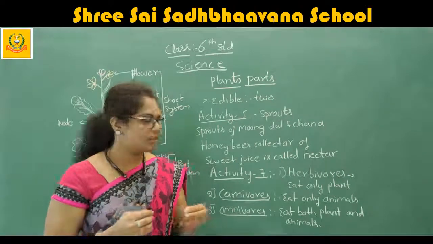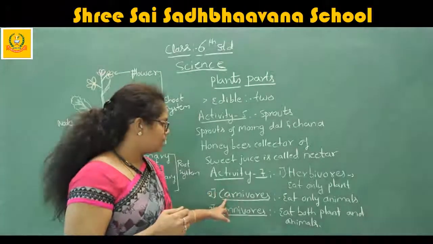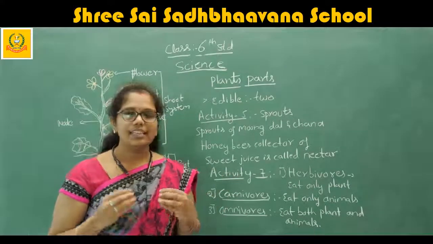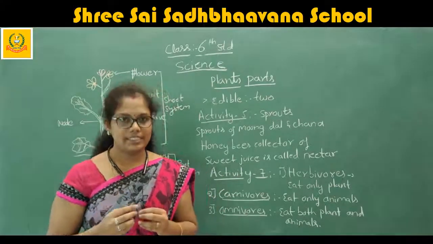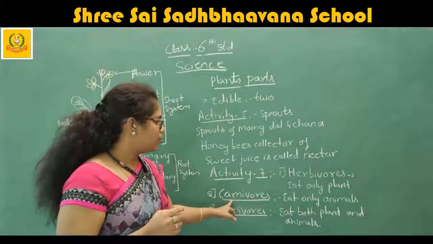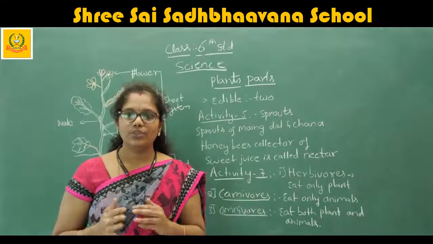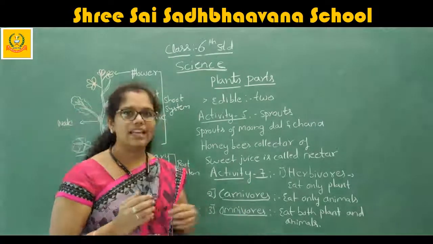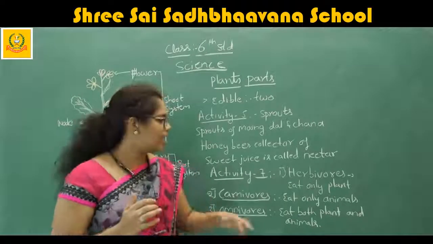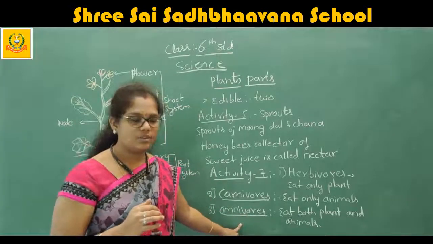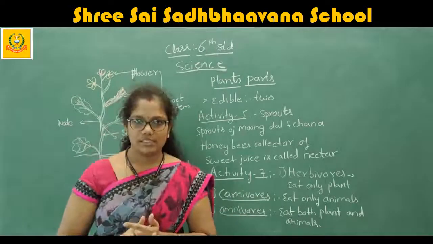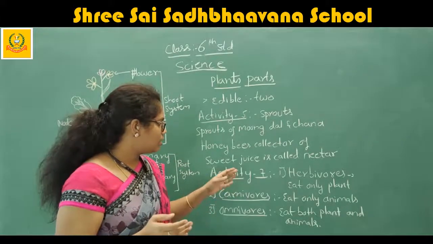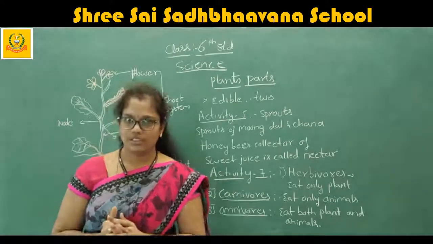Understood the definitions of herbivorous, carnivorous and omnivorous? Herbivorous means the animals which eat plants. Carnivorous means the animals which eat only animals. And omnivorous are the animals which eat both plants and animals. Now you understand herbivorous, carnivorous and omnivorous.